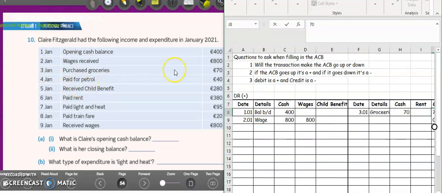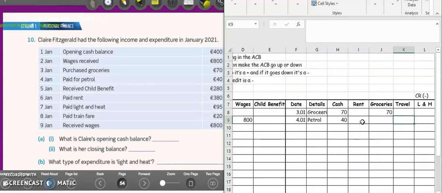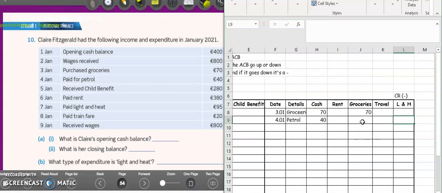Fourth, paid for petrol. So will this transaction make the analyzed cash book go up or go down? If we paid something, the money's coming out of our account, so it's going to go down. So we know credit is a minus. So going down is a minus. So the next date then is the 4th, 1st, petrol. And we spent 40 on petrol, so it goes into our cash. And it also goes into our travel. So we're going to put 40 euro in travel as well.